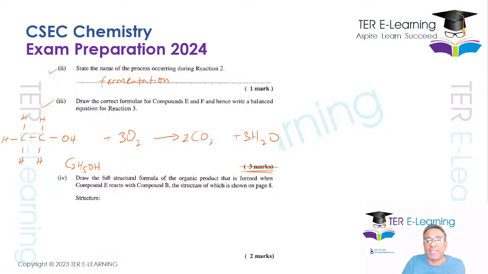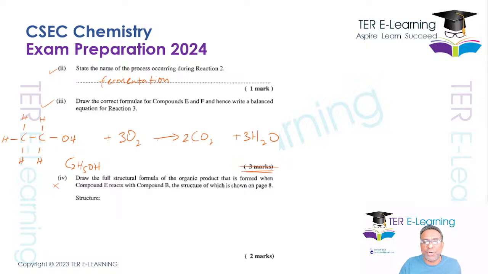Notice it's 3 marks here, right? So ethanol plus oxygen, there are two products. That's a combustion reaction. When it comes to ethanol, it burns with a clean blue flame. That's what it is, right? It's a good source of energy. That's why they use it in cars, right, as a fuel.